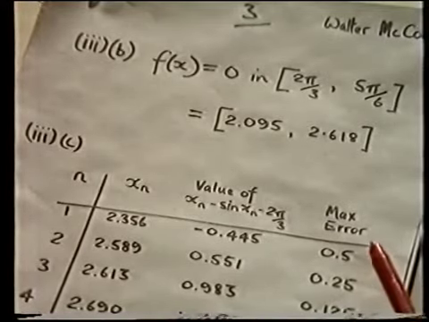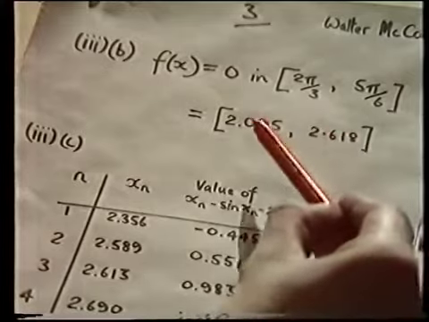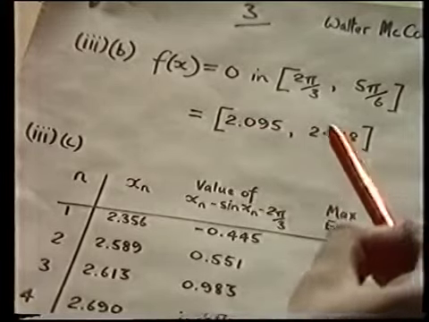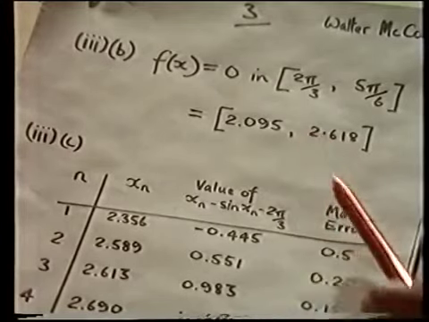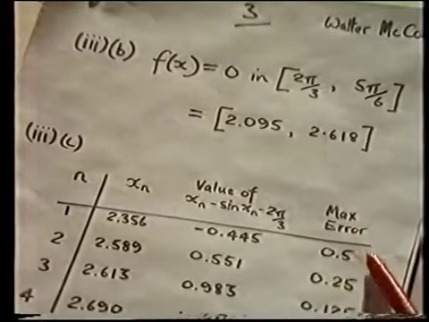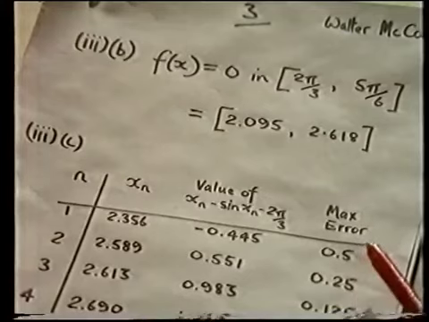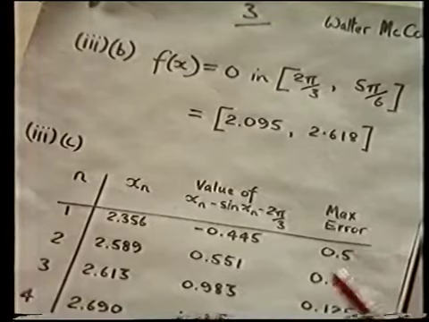See, the maximum error ought to be half the length of this interval. And that's a half of roughly 0.5, so the maximum error here ought to be something like 0.25. And that, in fact, explains why the student used too many cycles of the method.